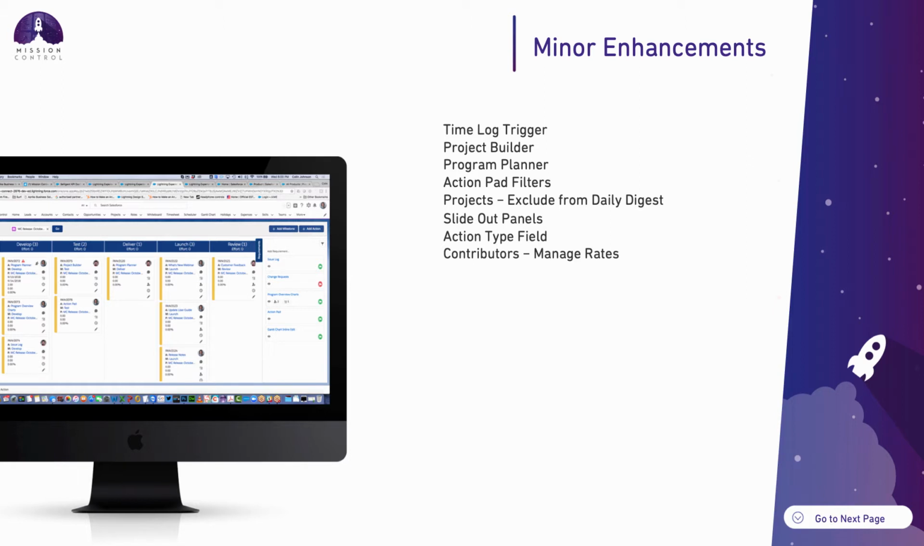We've also added a checkbox field on the project that allows you to exclude the detail of that project from the daily digest, and the various slide out panels on the trackpad, the action pad, and the issue log can be collapsed or expanded based on your personal preference. We've also added a new pick list field at the action level that allows you to categorize the type of activity that action is doing. So you'll be able to put your own values into that type field, and then use that to run reports on categorizing the type of activity you're doing.